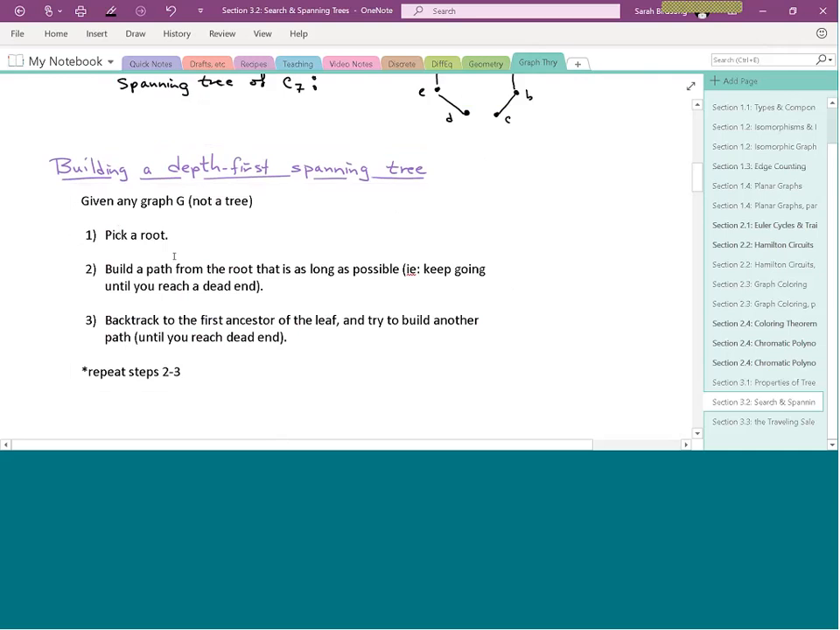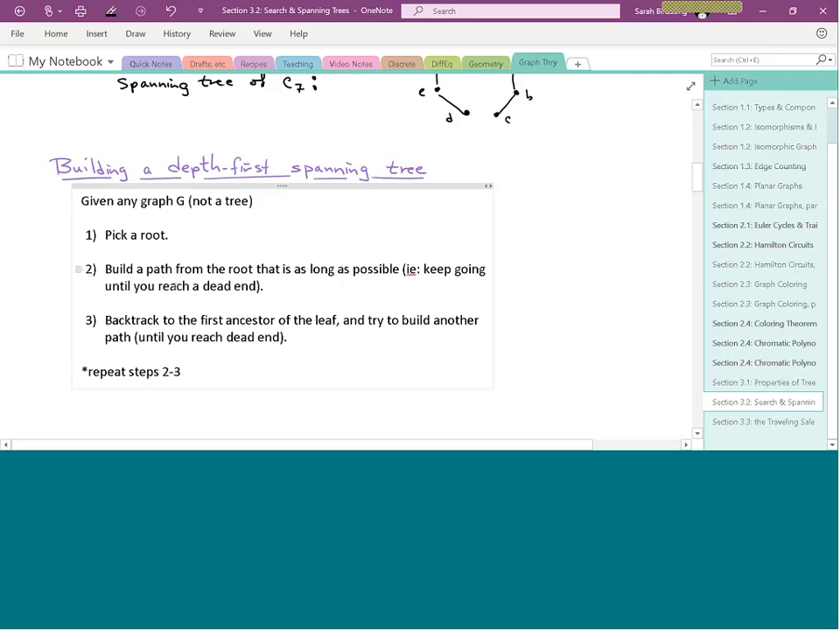Then you go and pick a root. It doesn't matter what vertex you pick. You pick one of the vertices in the graph and you say, hey, this is my starting point. Just like when we were finding our Hamilton circuits or any old path or cycle in our graphs previously, you had to pick a starting point. Doesn't matter which one you pick, any vertex will do.